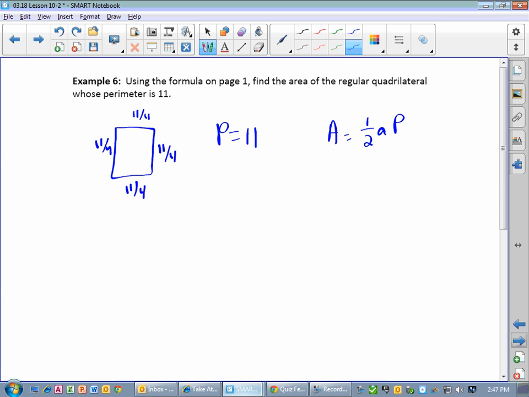And then you said, do what now? So the apothem is half of the side length. So we divide 11 over 4 by 2. Okay, so 11 over 4 divided by 2 is 11 over 8. Think about it like this: 11 over 4 divided by 2 is the same as half of 11 over 4. Right? If you multiply a half times 11 over 4, 1 times 11 is 11, 2 times 4 is 8. So our apothem is 11 over 8. So our area would be 1 half times 11 over 8.